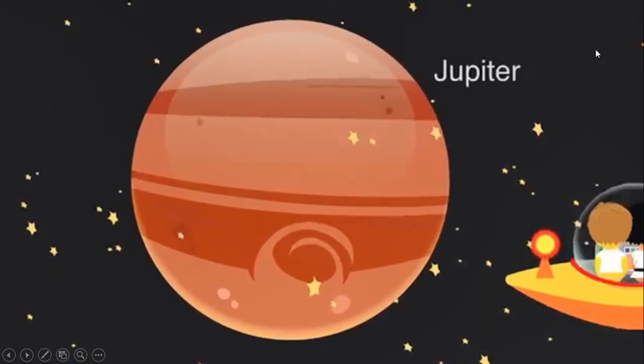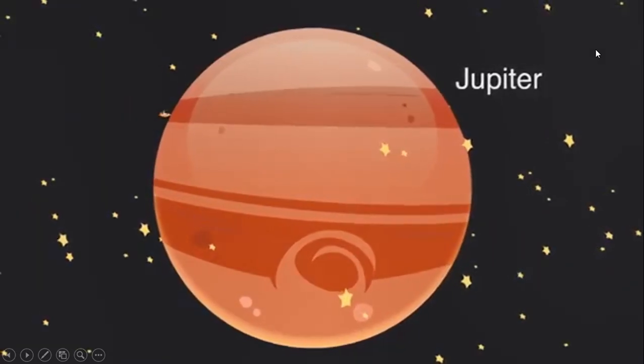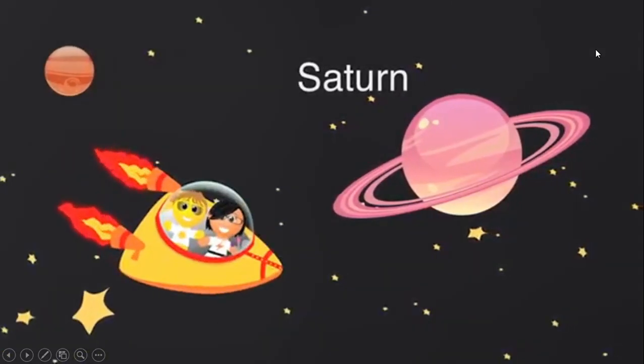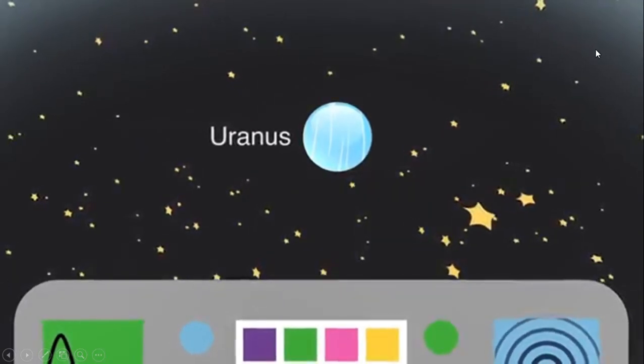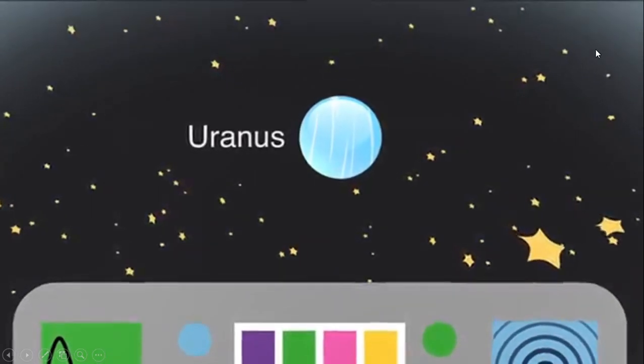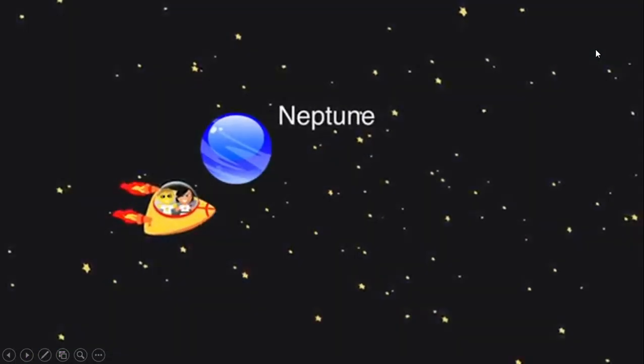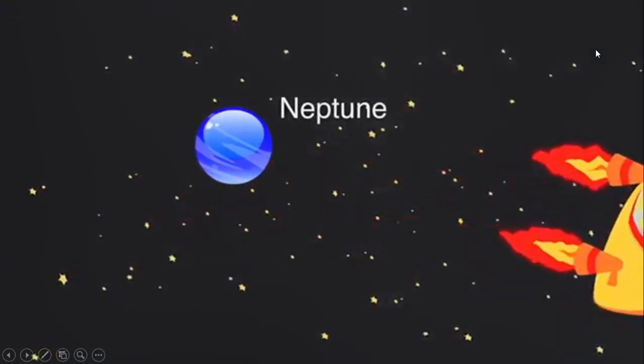Gassy planet Jupiter, the largest you will find. Saturn has rings around the outside. Uranus is funny cause it spins on its side. Neptune looks blue, the coldest of its kind.